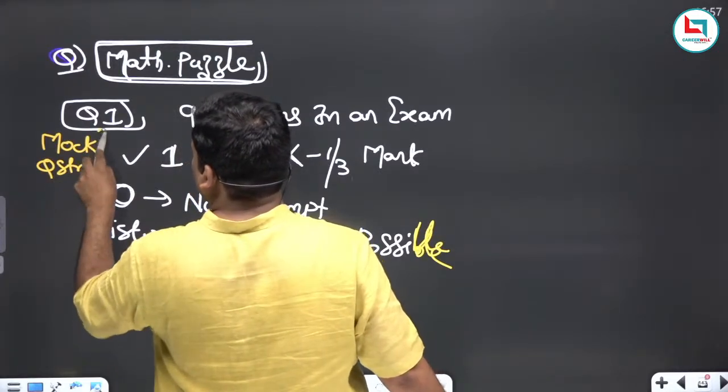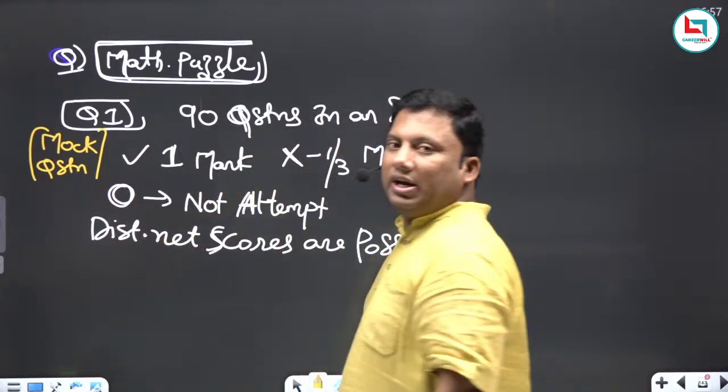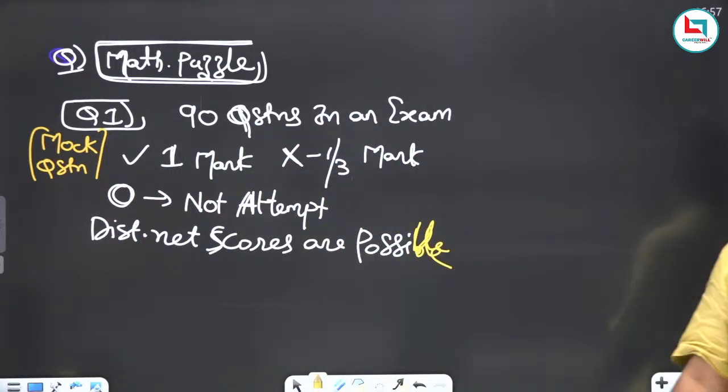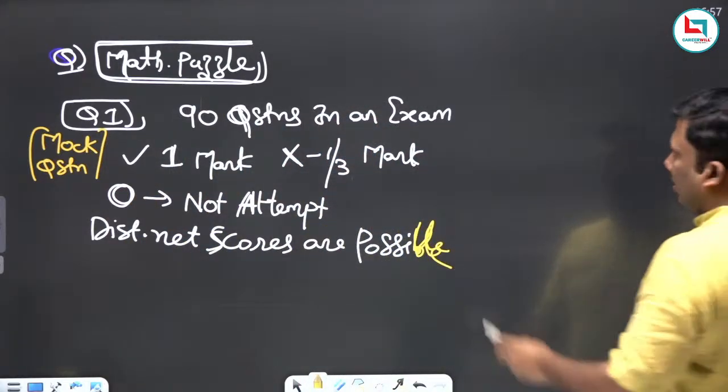Most often repeated mock question. How many distinct net scores are possible?